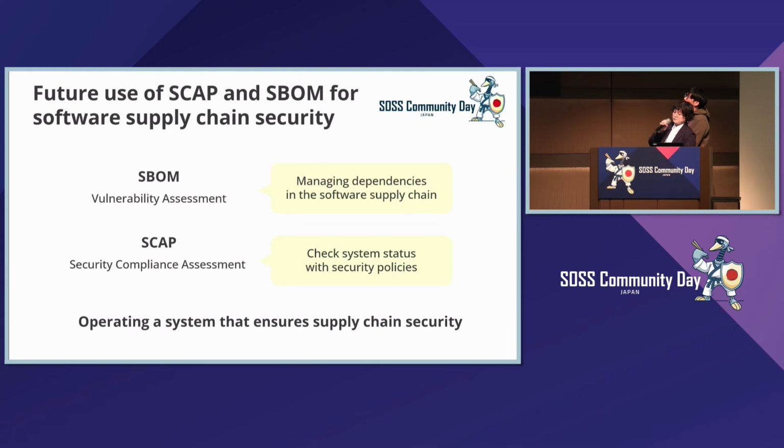Thus, SCAP and SBOM each have their own characteristics. For example, by managing supply chain security vulnerabilities with SBOM and inspecting the status of the system operated with SCAP, users can operate systems with supply chain security assured.